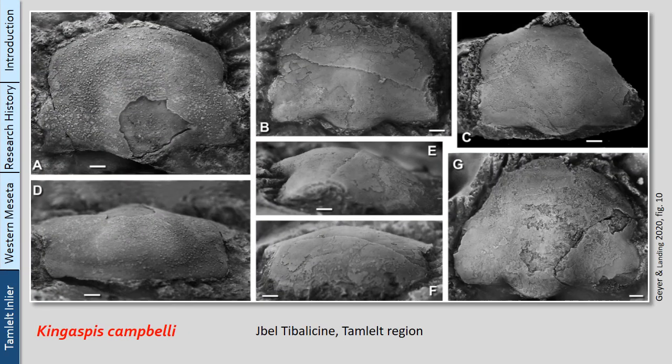This is a famous species, Kingaspis campbelli, which was first described from the Dead Sea shore in Jordan and then identified from several other regions. However, these specimens from the Tamlelt Inlier are the only ones outside Jordan which can be assigned confidently to this species.